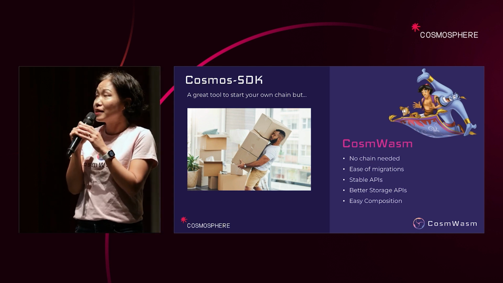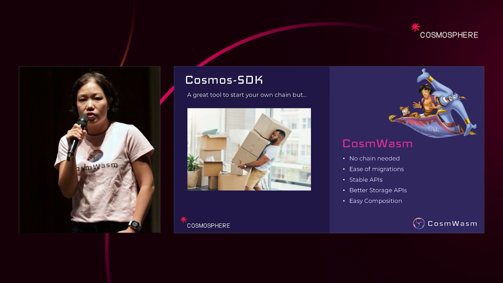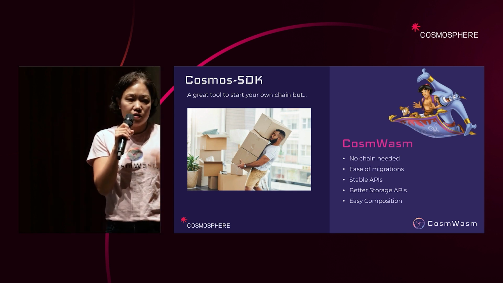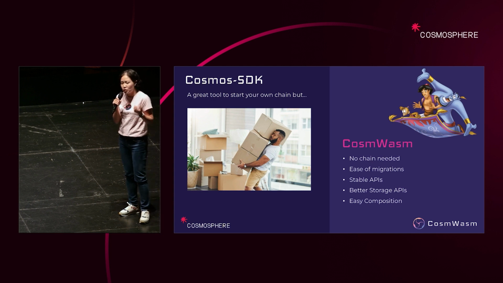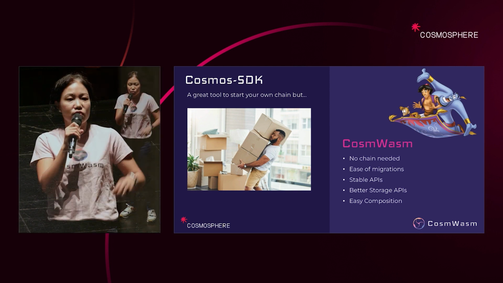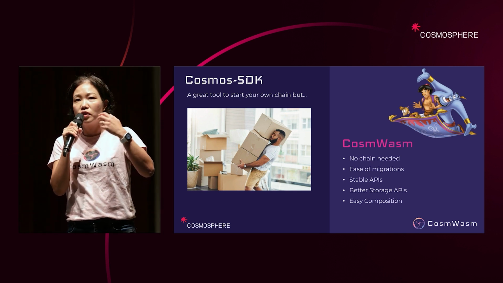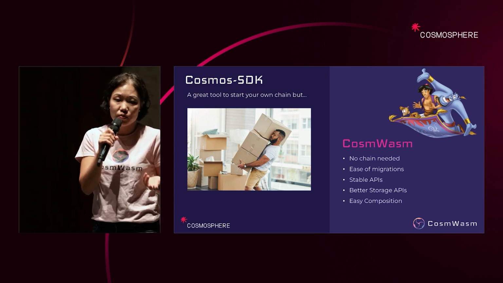Cosmos SDK is a fantastic tool to start your own chain. But CosmWasm offers similar performance and interface without the need to start a standalone blockchain. Because actually building and maintaining a blockchain requires a lot of overhead, including attracting validators, etc. But with CosmWasm, you don't have to start from a chain. You can start to write a contract, and you can build on an existing blockchain until it's necessary. You don't need to build a chain.